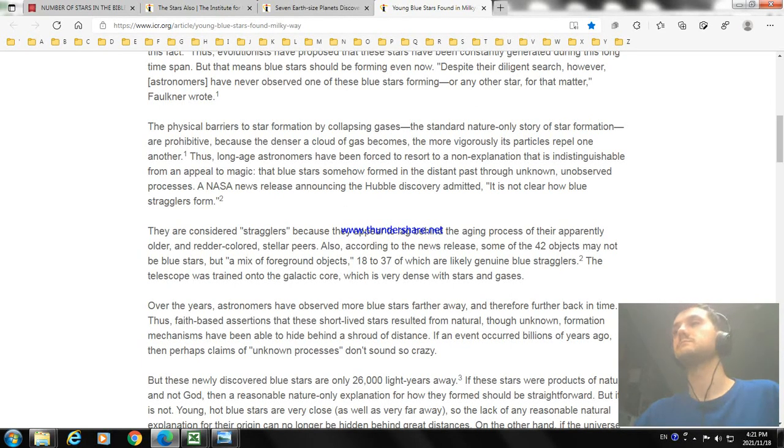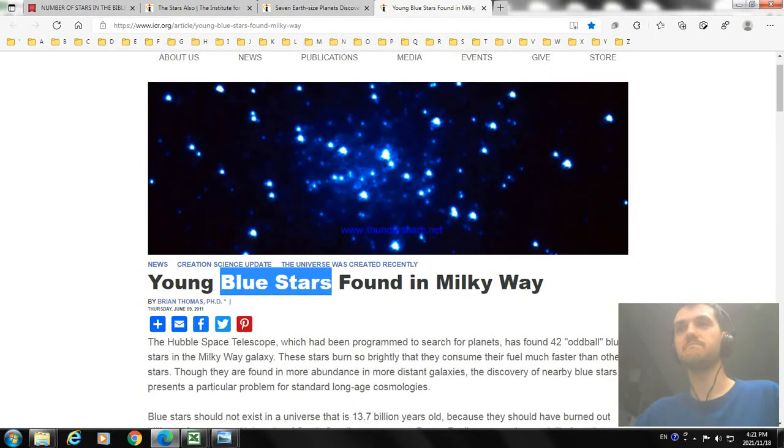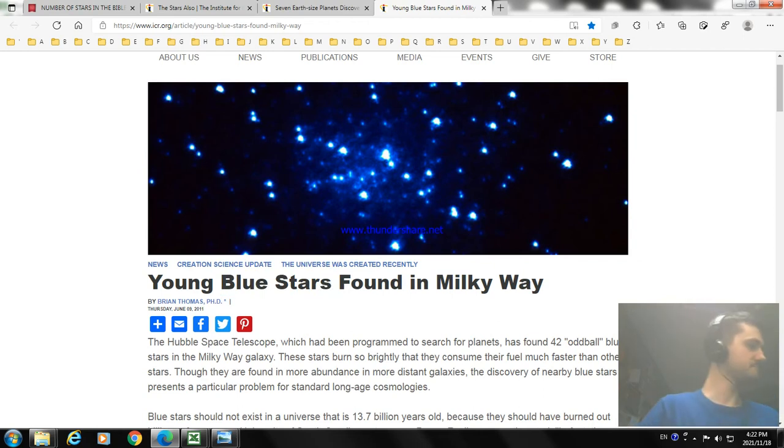Anyway, now we're also talking about blue stars. And what kind of blue stars we're talking about? Blue giant stars. Now, I'll show you the most massive star. The most massive star in the universe is called R136A1. Okay?